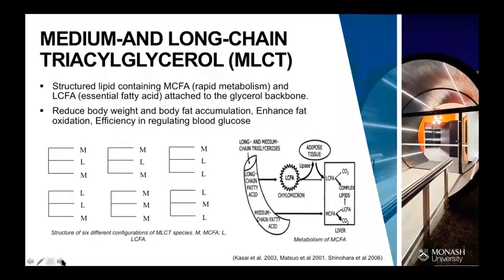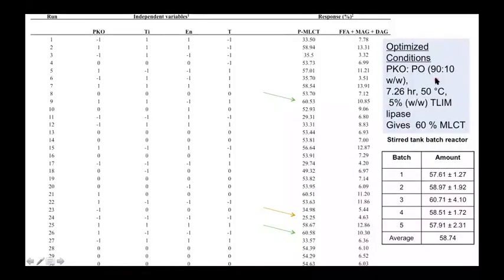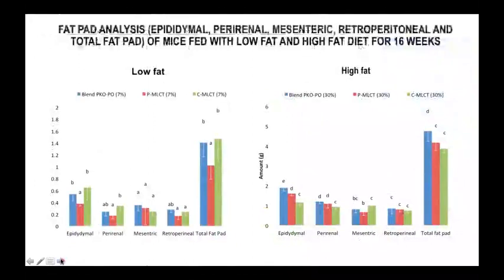So what we have found is that we use palm kernel oil that contains medium chain fatty acids and palm oil that contains long chain fatty acids. We interesterify them with the enzyme TLIM using this condition, and it gives around 60% of MLCT that we obtained. And we also verified in a 10 kg stirred tank batch reactor, and it gives almost equivalent MLCT, around 58%. So this is the optimized condition that we have determined. Further to that, we analyzed the anti-obesity effect of this MLCT oil from palm, and it shows that the anti-obesity effect is more prevalent when we consume it in a low-fat diet.